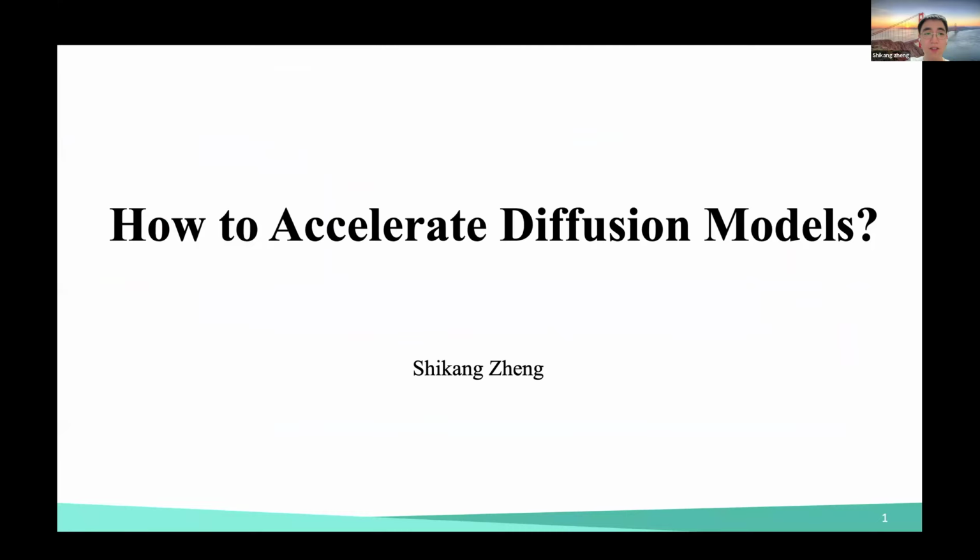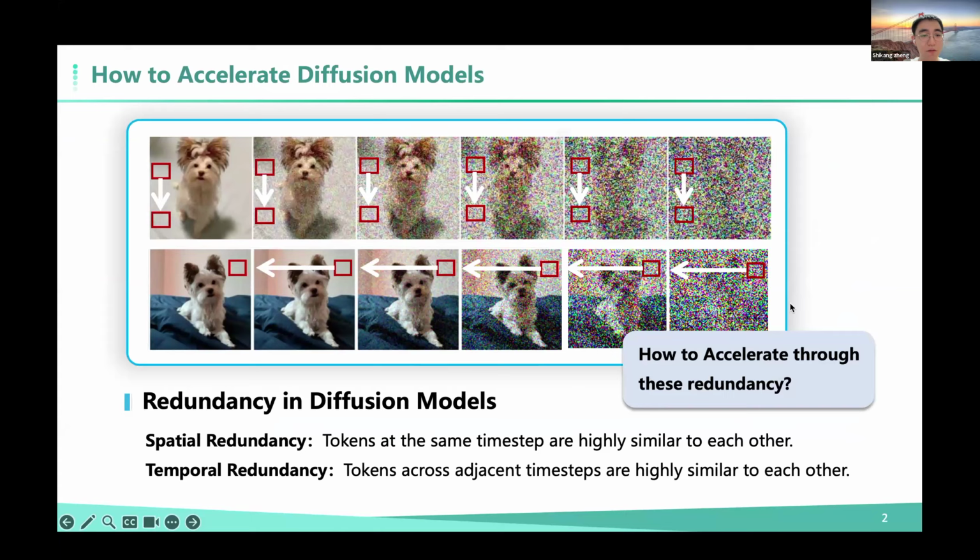Thank you very much. So today I'm mainly going to talk about how to accelerate diffusion models. First, I would like to talk about two observations during the diffusion denoising process. There are two types of redundancy in diffusion models. We call them the spatial redundancy and the temporal redundancy.